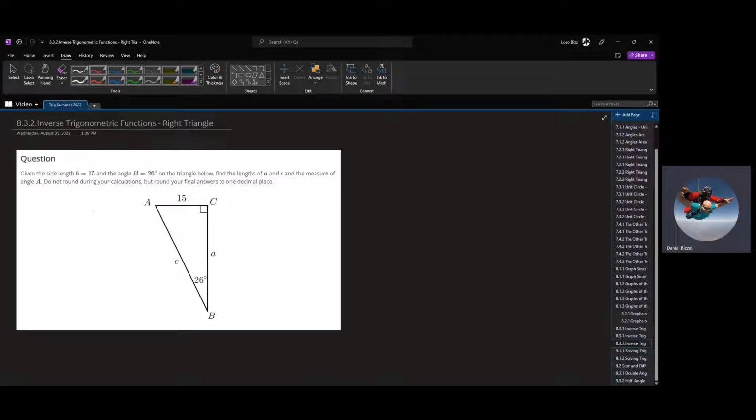This question is asking us to use the given information in this triangle below to fill in all the missing sides. So usually on a problem like this, I just go ahead and set up a table so it's clear what information we have and what information we don't.